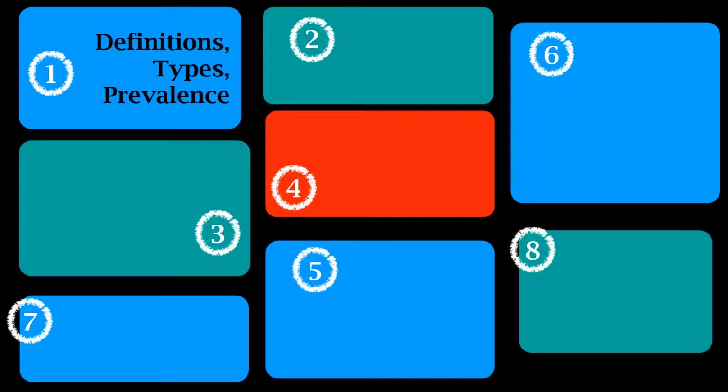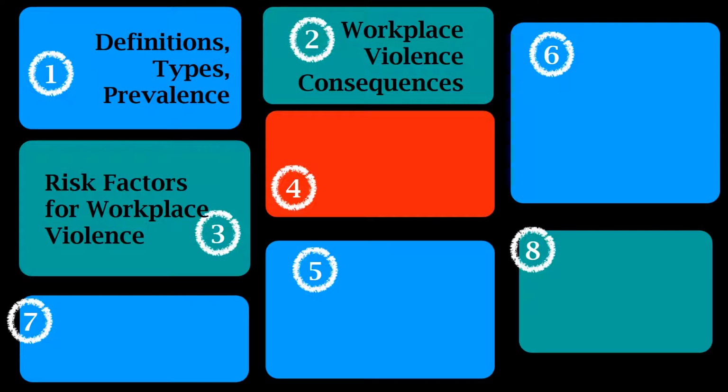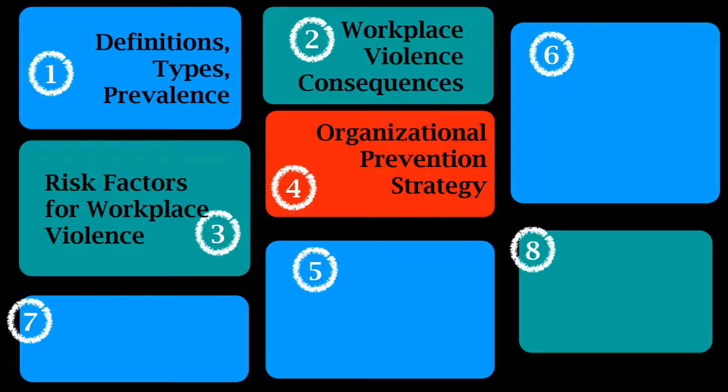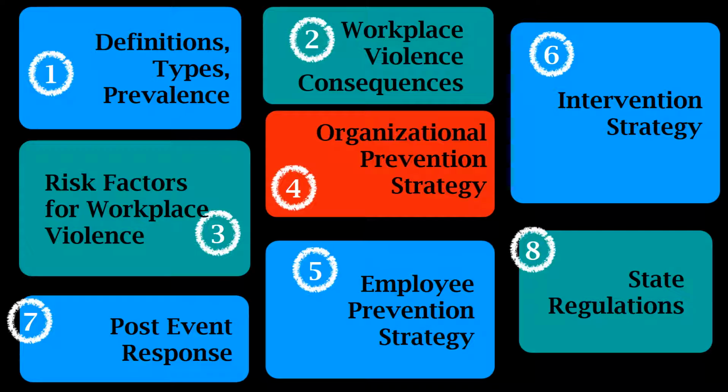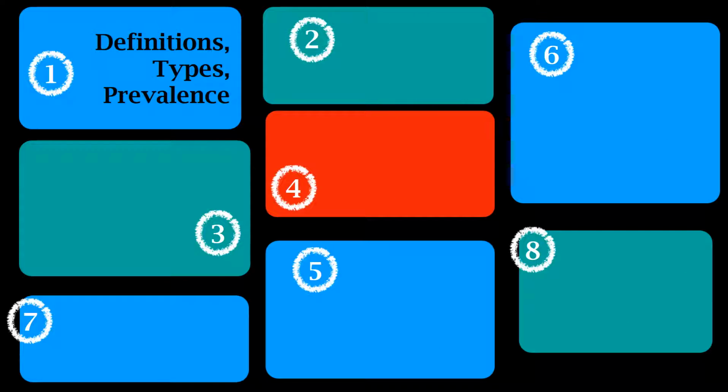1. Definitions, types, and prevalence. 2. Workplace violence consequences. 3. Risk factors for workplace violence. 4. Organizational prevention strategy. 5. Employee prevention strategy. 6. Intervention strategy. 7. Post-event response. And 8. State regulations. Section 1. Definitions, types, and the prevalence of workplace violence.